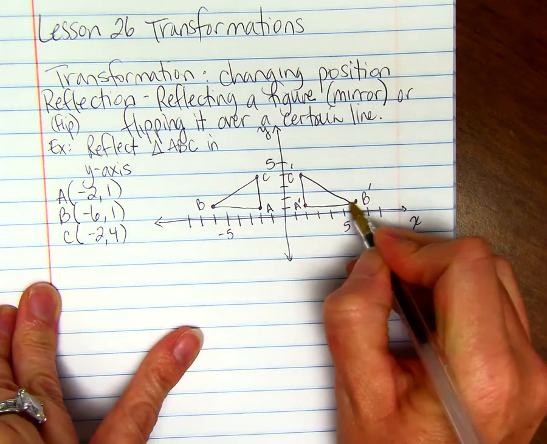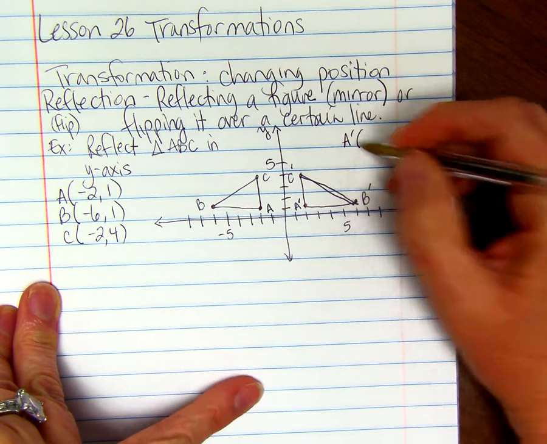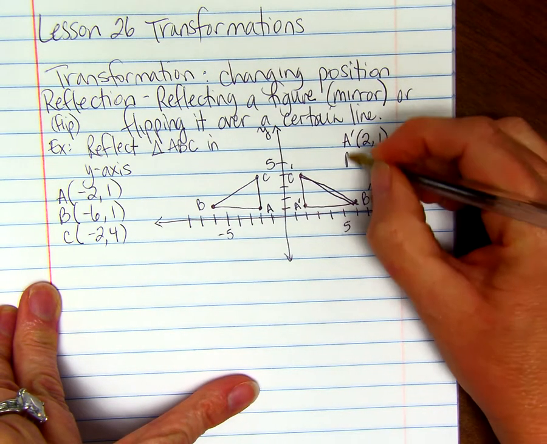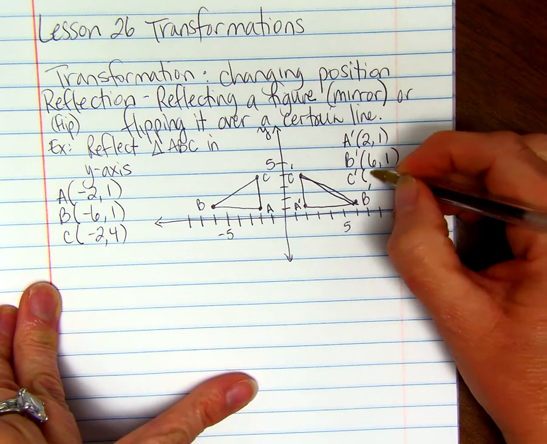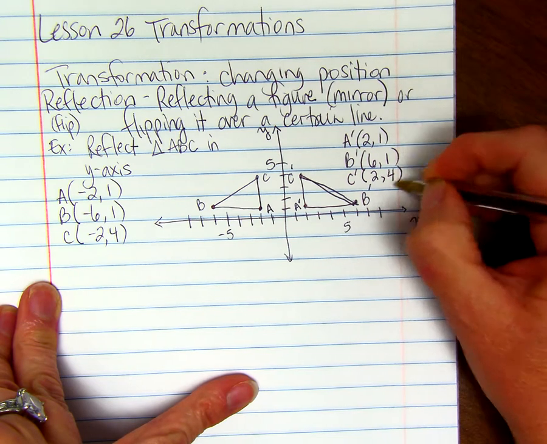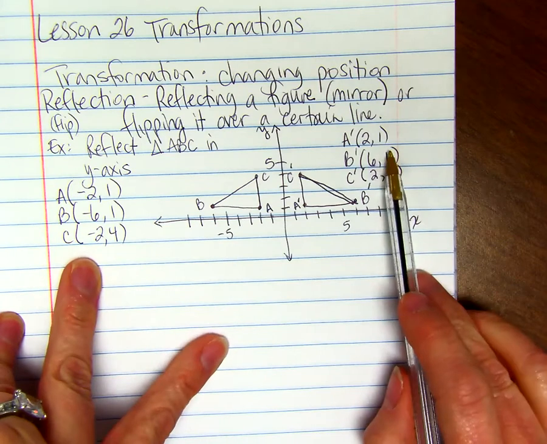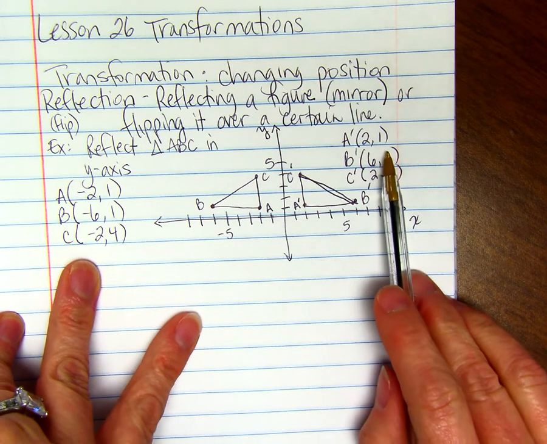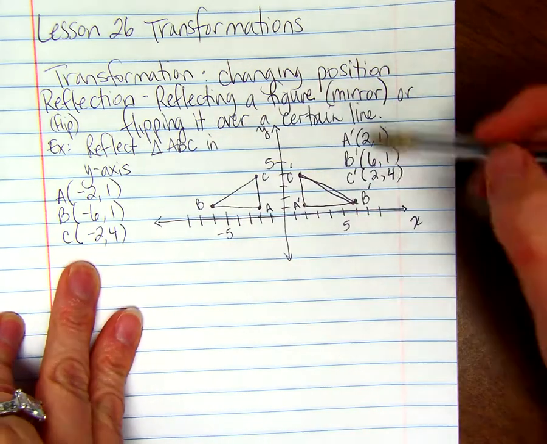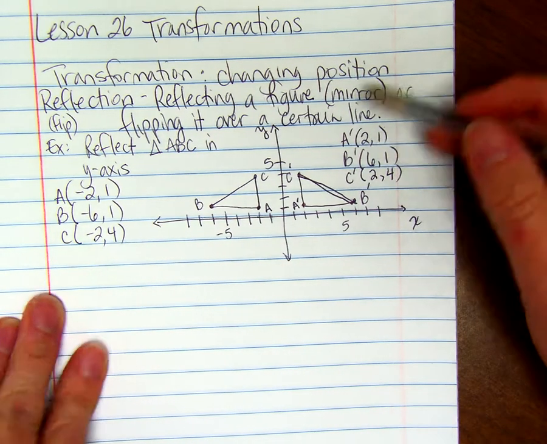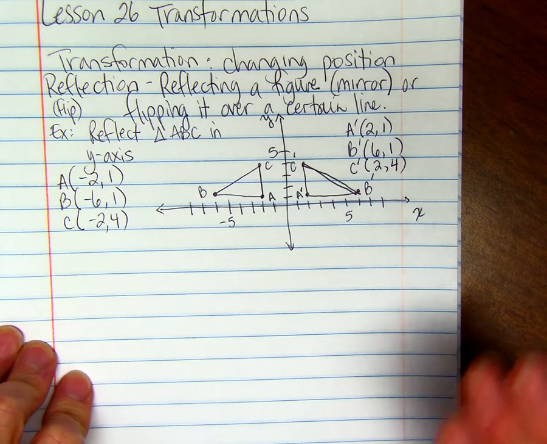So a lot of times they'll ask you to do the transformation and then list the points. So A prime's point was at 2, 1. B prime was at 6, 1, and C prime is at 2, 4. Notice that if you look at the original triangle points and the reflection of that triangle, the y values stayed the same and the x values were the opposites. So that always happens when you do a reflection in the y-axis.